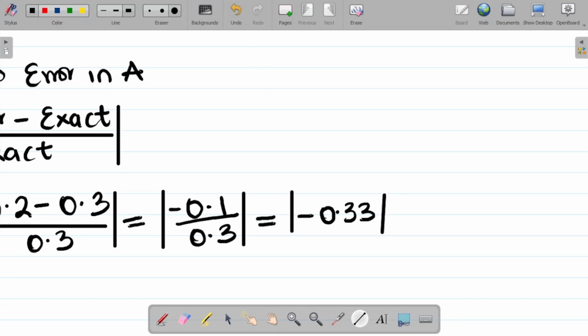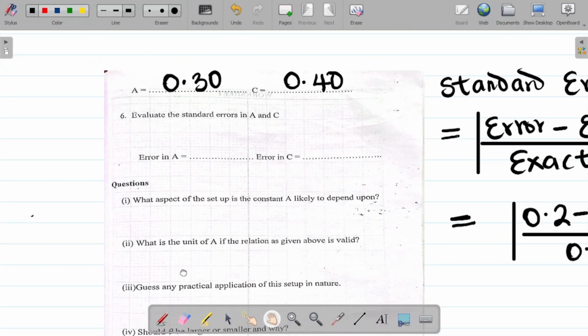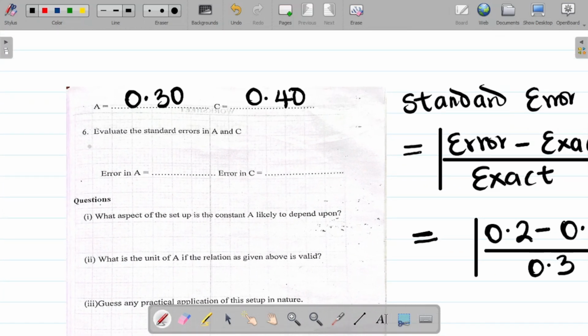So if I take the absolute value of this, the negative goes off, and it becomes 0.33. Alright, so if I'm asked to express my answer, the error in A: A will be equal to, I'm writing this at the top here because the space is small, so you can write yours there. That's equal to 0.30 plus or minus 0.33. So that's this for A.